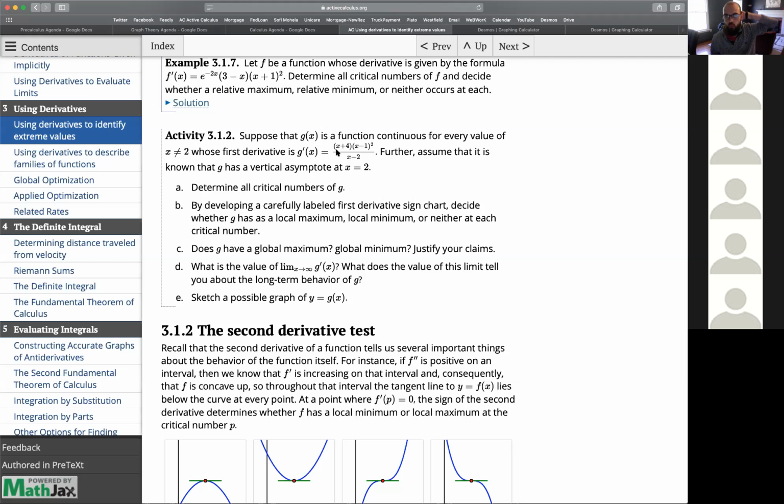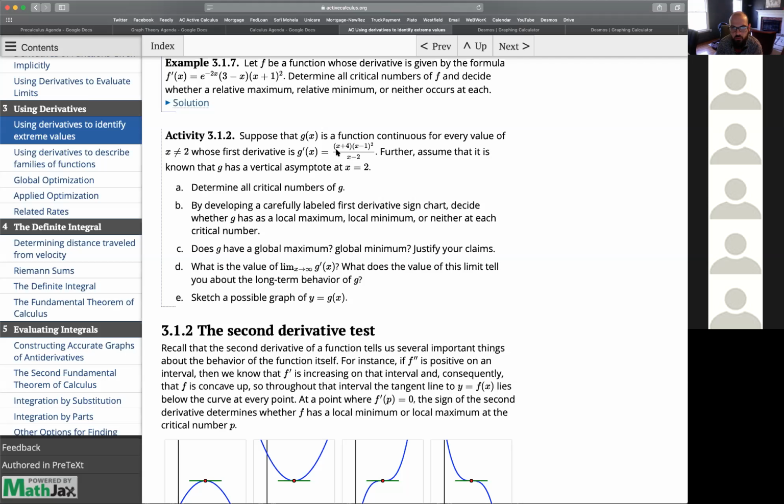So any ideas? What do you think? What are our critical numbers? -4, 1, and 2. All right, so I agree. Those are our critical numbers.